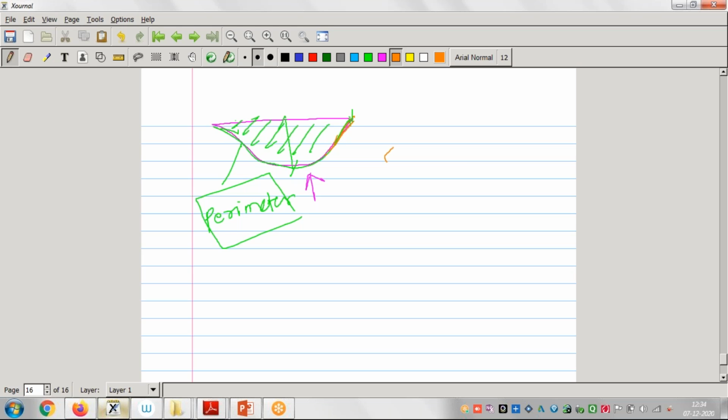This line only, this line, right? This is called the perimeter, and it is represented by P. And if we know the cross-sectional area of this river section, then R is equal to area upon perimeter. This is the formula.